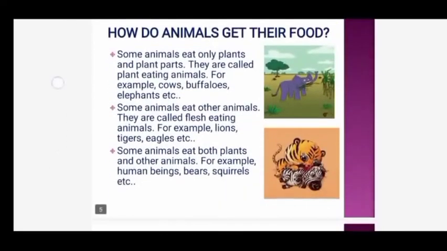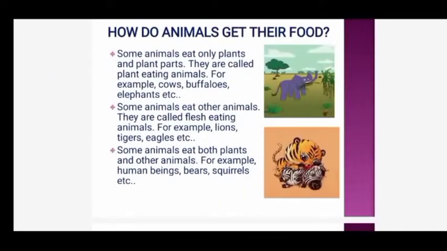How do animals get their food? Some animals eat only plants and plant parts. They are called plant eating animals, for example, cows, buffaloes, elephants, etc. Some animals eat other animals. They are called flesh eating animals, for example, lions, tigers, eagles, etc. Whereas some animals eat both plants and other animals. Examples are human beings, bears, squirrels, etc.